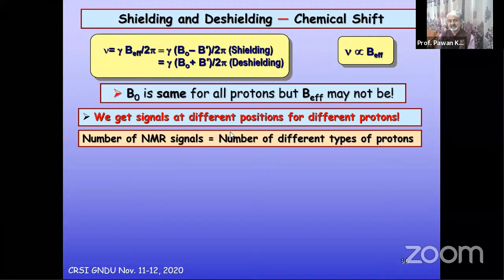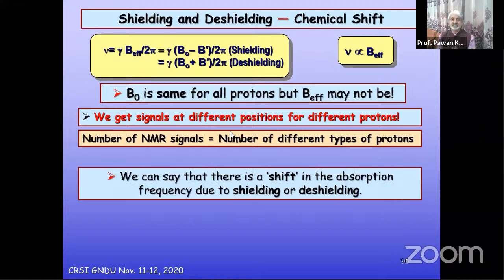So we can say that in the absence of the induced magnetic field, or in the absence of shielding and deshielding, we would have got one position for all the protons in the NMR. All hydrogens should have come at the same position. So we can say that due to the shielding and deshielding, there is a shift in the absorption frequency.